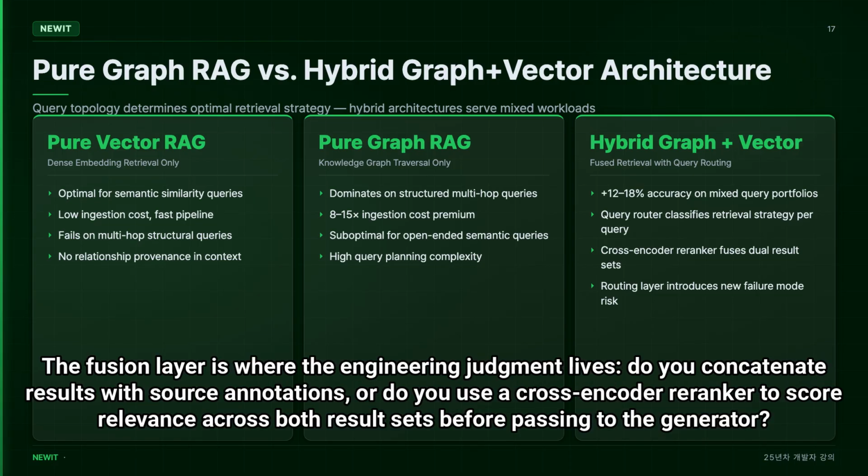The fusion layer is where the engineering judgment lies. Do you concatenate results with source annotations, or do you use a cross-encoder hierarchy to score relevance across both result sets before passing to the generator?